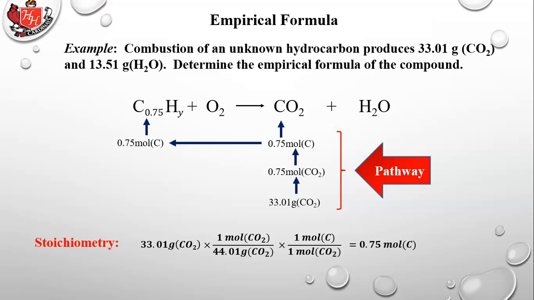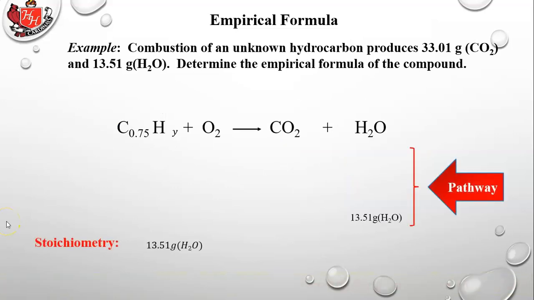Okay, now we're going to do the same thing for the hydrogen, exactly the same way as last time, to figure out the subscript for hydrogen. The problem tells us we collected 13.51 grams of water. So now we use the molar mass to figure out how many moles of water that is. And after that calculation, we come up with 0.75 moles of water.